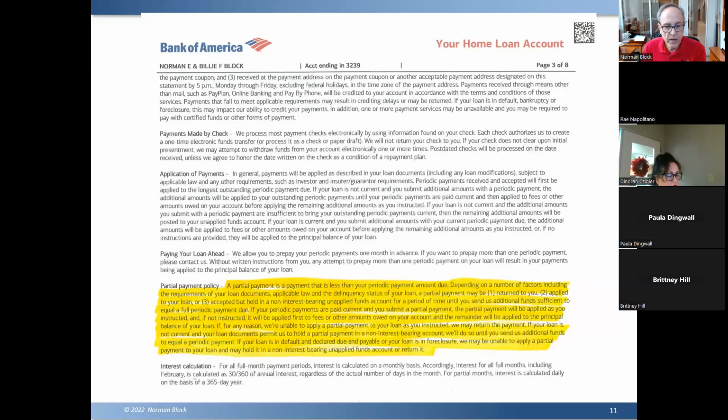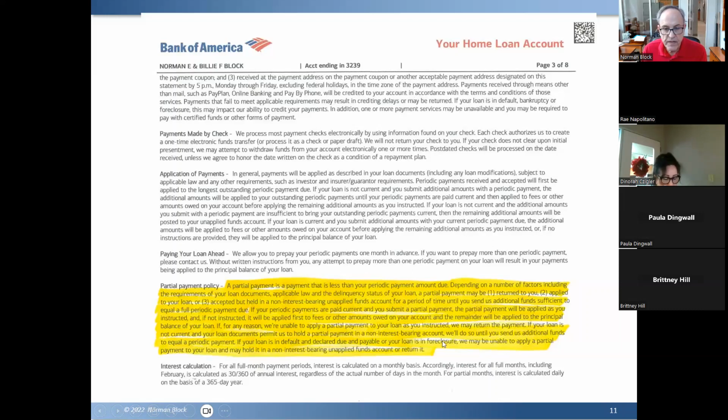If for any reason we're unable to apply a partial payment to your loan as you instructed, we may return the payment. If your loan is not current and your loan documents permit us to hold a partial payment in a non-interest bearing account, let me read that again. If your loan is not current, meaning you didn't pay it in advance, and your loan documents allow, which they all do, we will hold the partial payment in a non-interest bearing account.